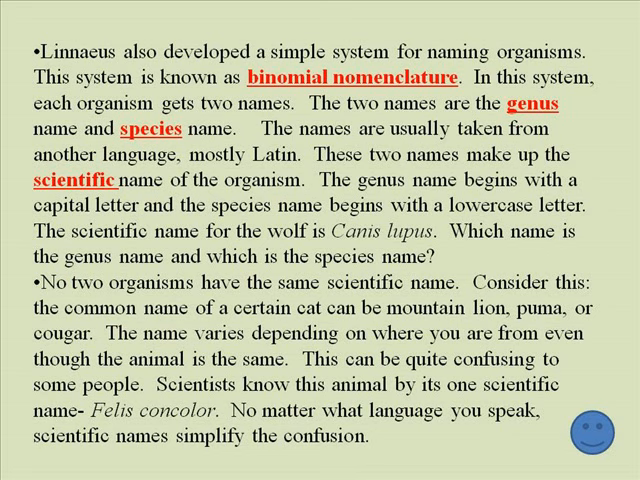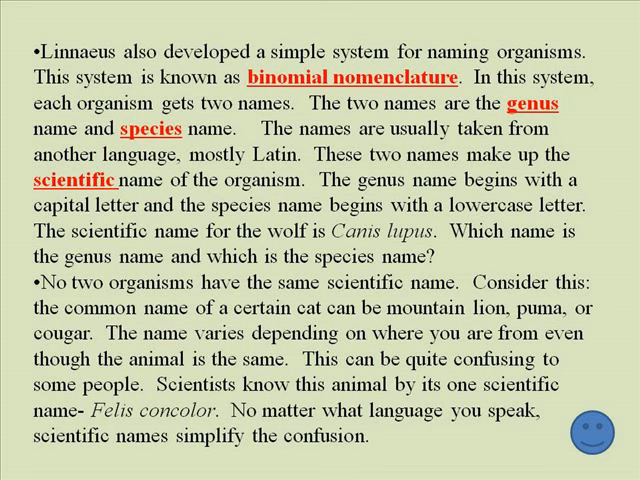Now, with that scientific name, the genus name, which is the first word, should start with a capital letter. The species name is going to start with a lowercase letter. And a lot of times, as you see in the sentence, the scientific name for the wolf is Canis lupus. A lot of times when you see it in print like this, it'll either be in italics or occasionally you'll see it underlined. Now, no two organisms have the same scientific name if they're different species.